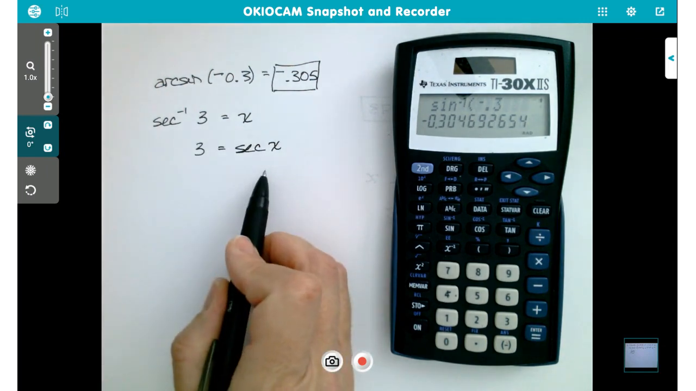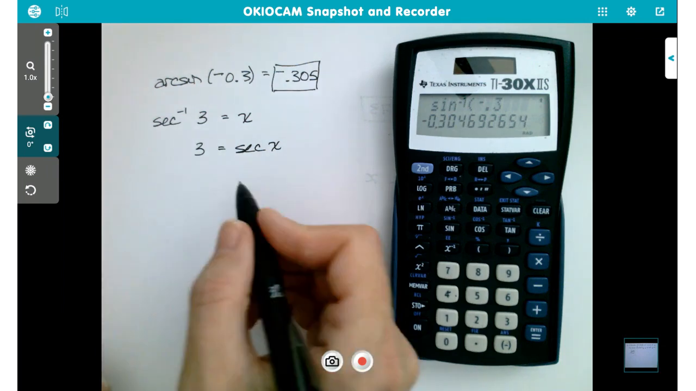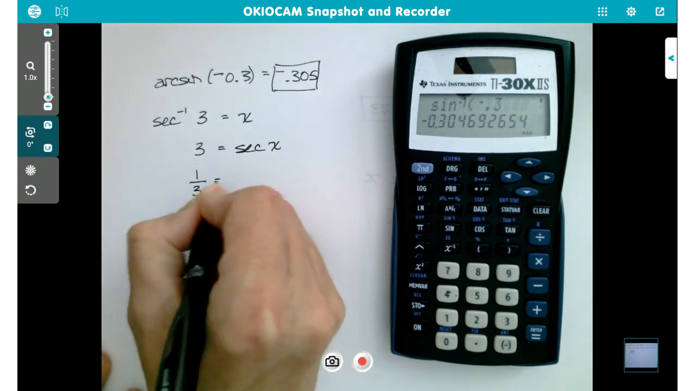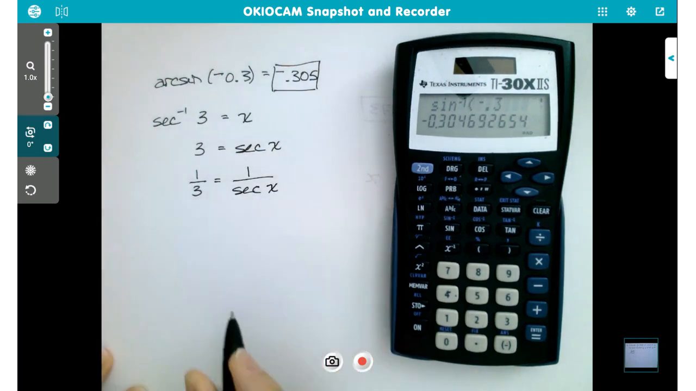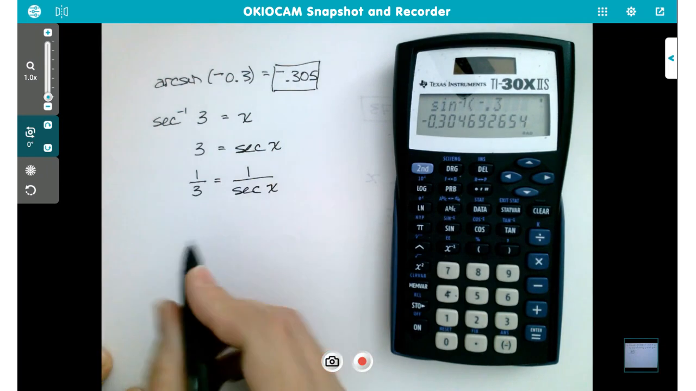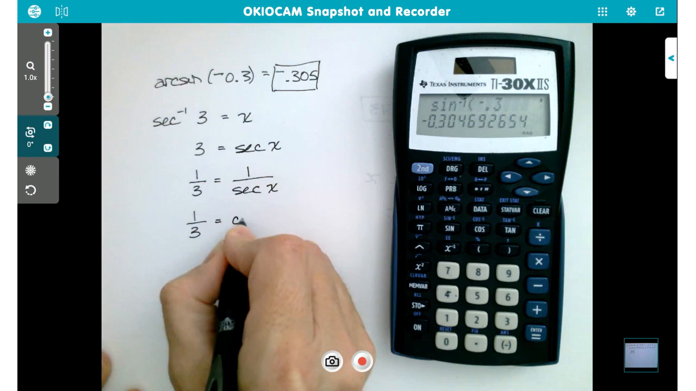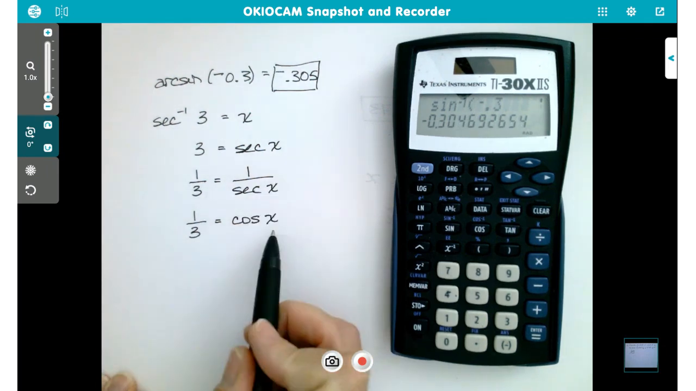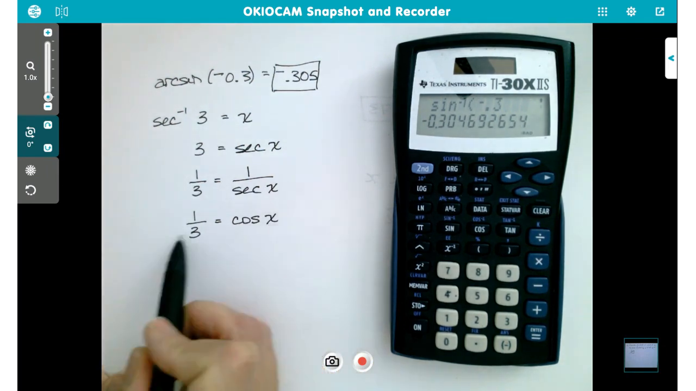Also brings you here. We're going to take advantage of the fact that we know the secant is the reciprocal of the cosine. So I'm going to make reciprocals on both sides. 1 over 3 equals 1 over secant x, still true. And then, 1 over secant x, it's much cleaner to write that as cosine x. The cosine is the reciprocal of the secant, so I might as well write it that way. So now I have the cosine of what angle is 1/3.